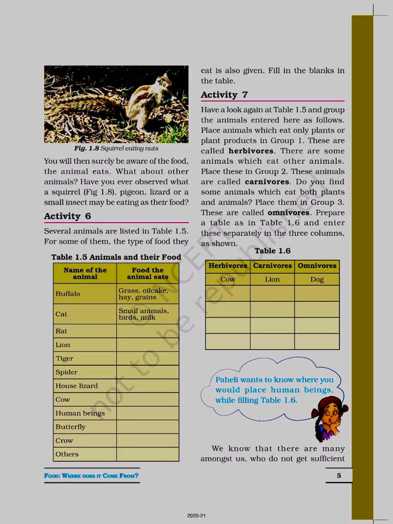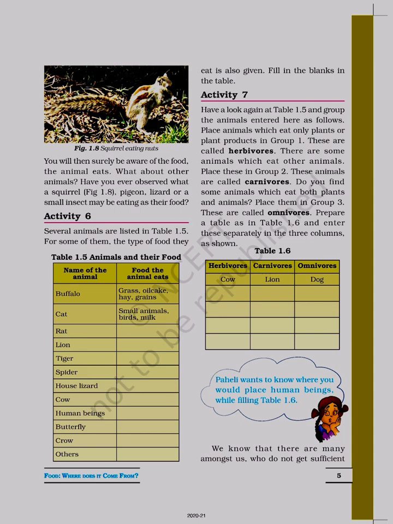Activity 6. Several animals are listed in Table 1.5. For some of them, the type of food they eat is also given. Fill in the blanks in the table. Table 1.5: Animals and their food. Name of the animal: buffalo. Food the animal eats: grass, oil cake, hay, grains. Cat, small animals, birds, milk, rat, lion, tiger, spider, house lizard, cow, human beings, butterfly, crow, others.